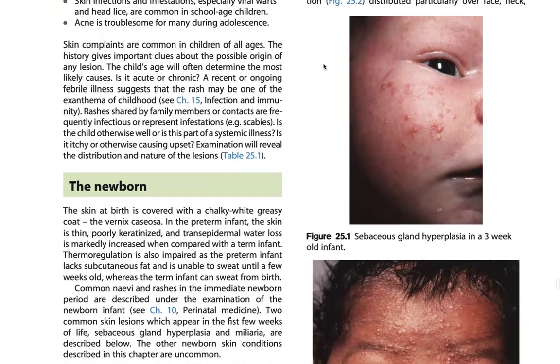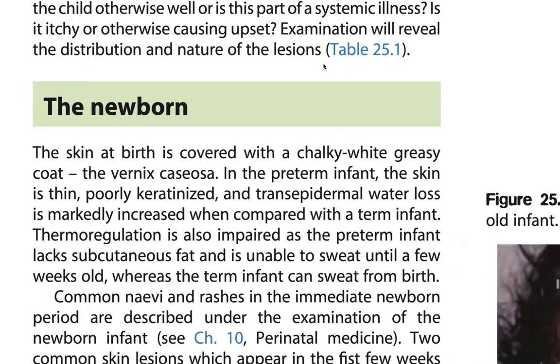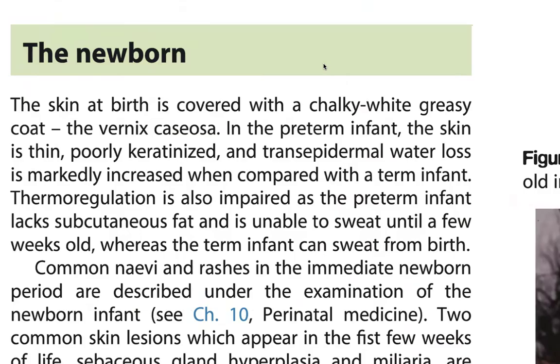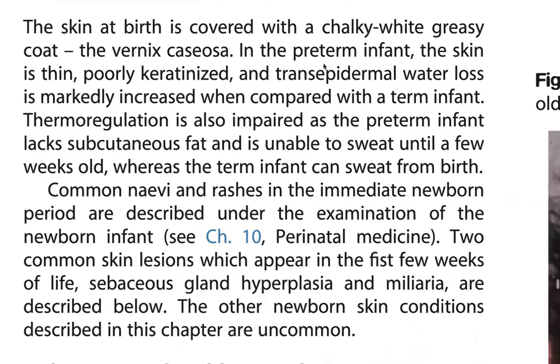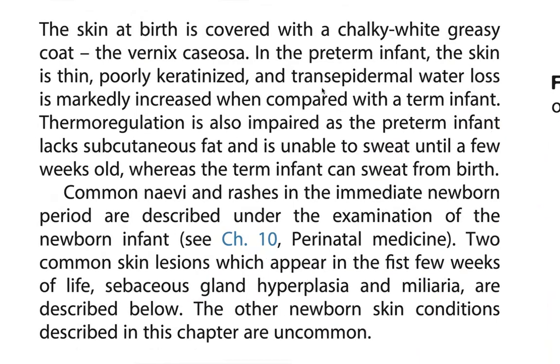In the newborn, the skin at birth is covered with a chalky white greasy coat, the vernix caseosa. In the preterm infant, the skin is thin, poorly keratinized, and transepidermal water loss is markedly increased when compared with the term infant. Thermoregulation is also impaired as the preterm infant lacks subcutaneous fat and is unable to sweat until a few weeks old, whereas the term infant can sweat from birth. Common nevi and rashes in the immediate newborn period are described in the examination of the newborn infant.